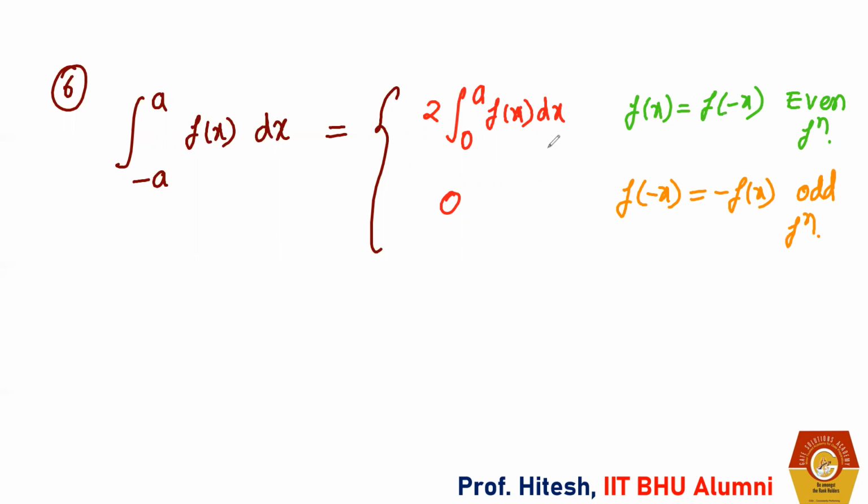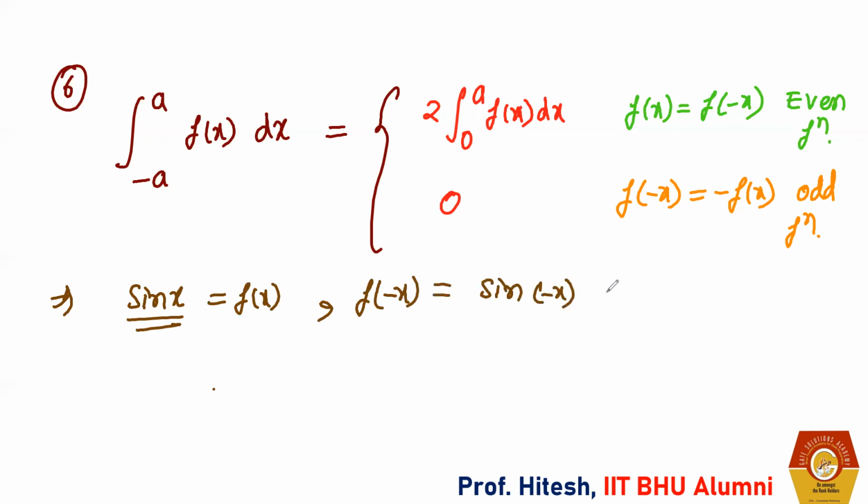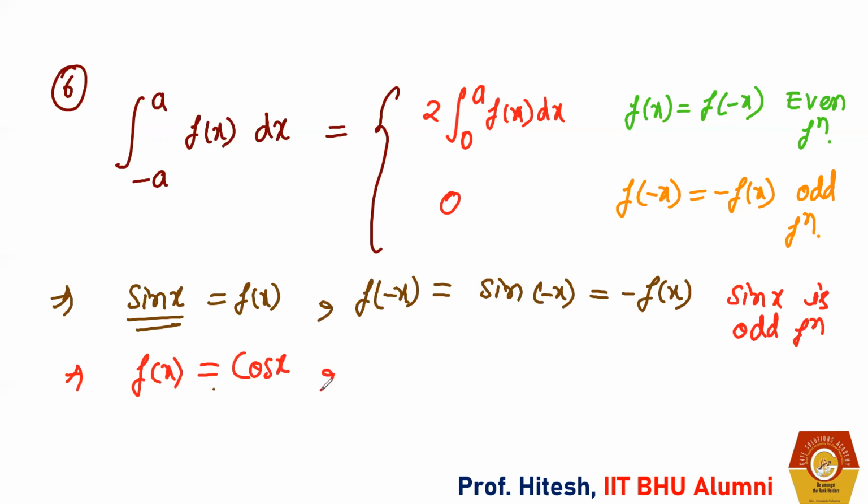Okay, and you must know, sin x, what is it? Let us say f of x. So f of minus x, sin minus x, that is minus f of x. So sin x is an odd function. Where if f of x is equal to cos x, f of minus x is cos x only. Cos minus x is cos x. So cos x is an even function.